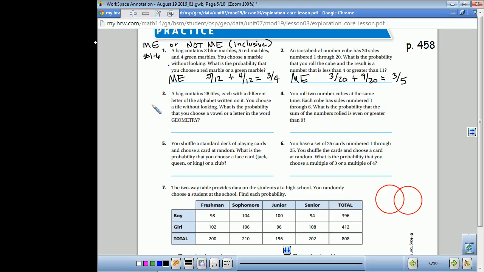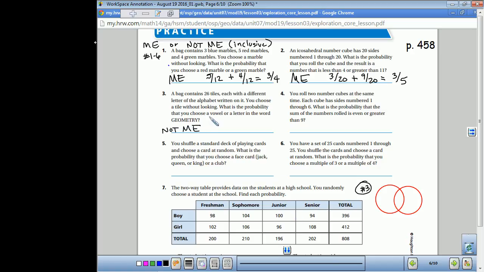All right, number 3, I want you to read it, and first we're just deciding mutually exclusive or not mutually exclusive. All right, ME or not ME? They are not mutually exclusive. Told you. Okay, so let's talk about why.